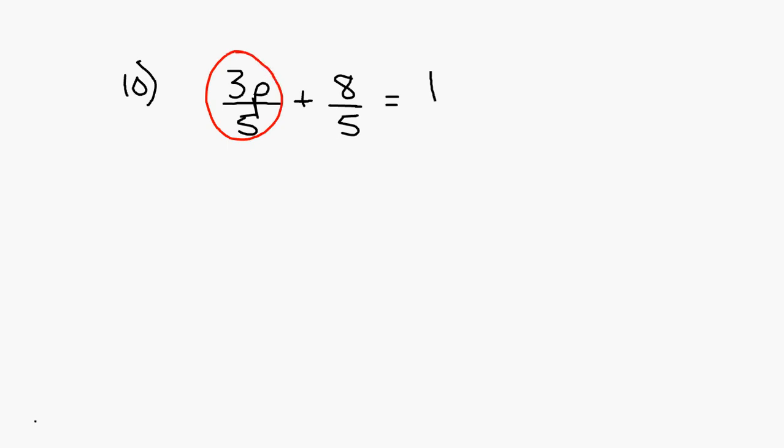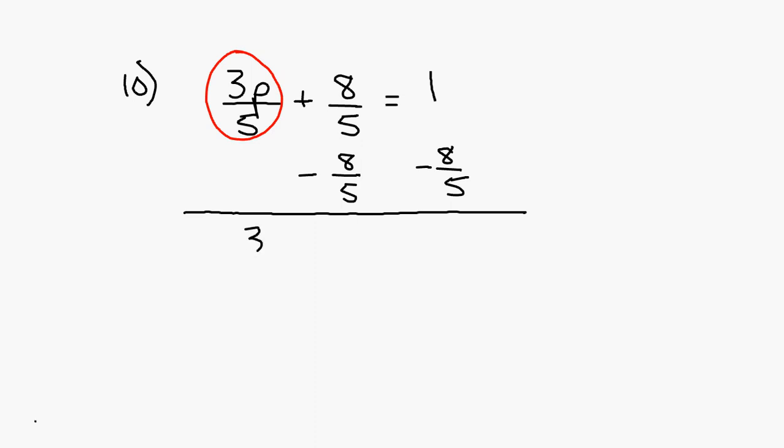All right, last one, number 10 on the study guide. It looks like 3p over 5 plus 8 over 5 is equal to 1. In your first step, you are trying to isolate this. So in order to isolate the 3p over 5, you can subtract 8/5 from each side. So the 3p over 5, all of that, is going to be equal to, these cancel, and in your calculator, 1 minus 8/5. And you should get negative 3/5.